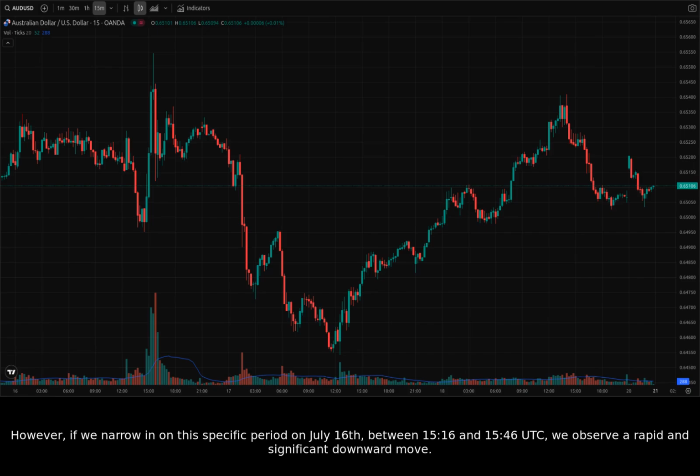However, if we narrow in on this specific period on July 16th, between 15:16 and 15:46 Universal Time Coordinated, we observe a rapid and significant downward move.